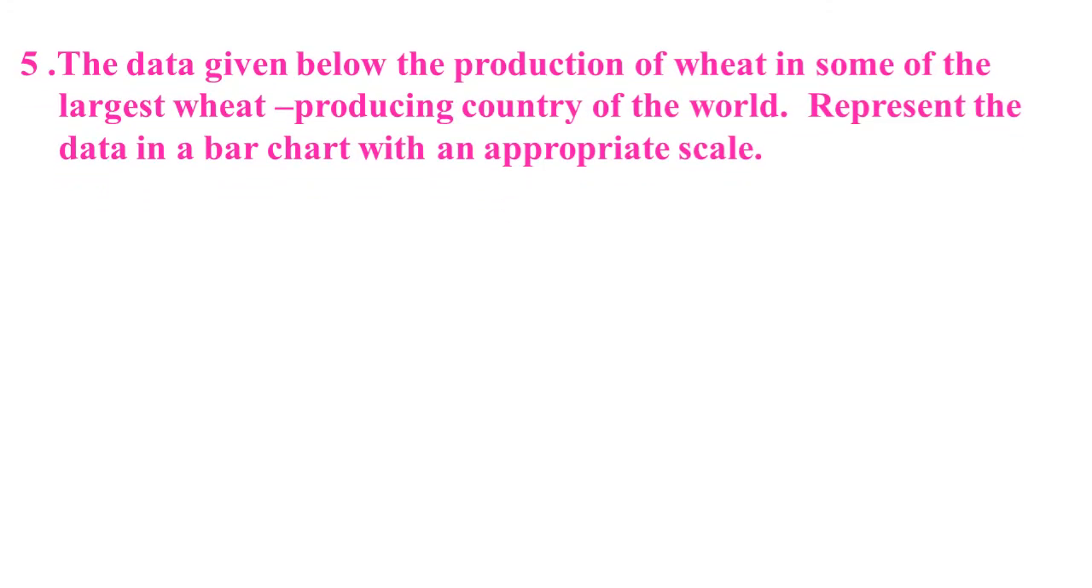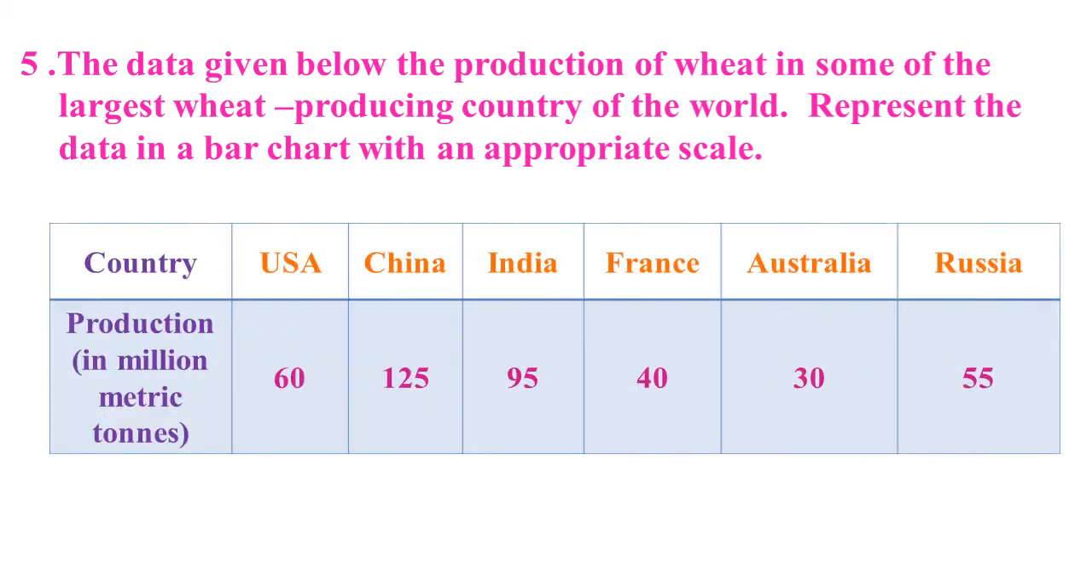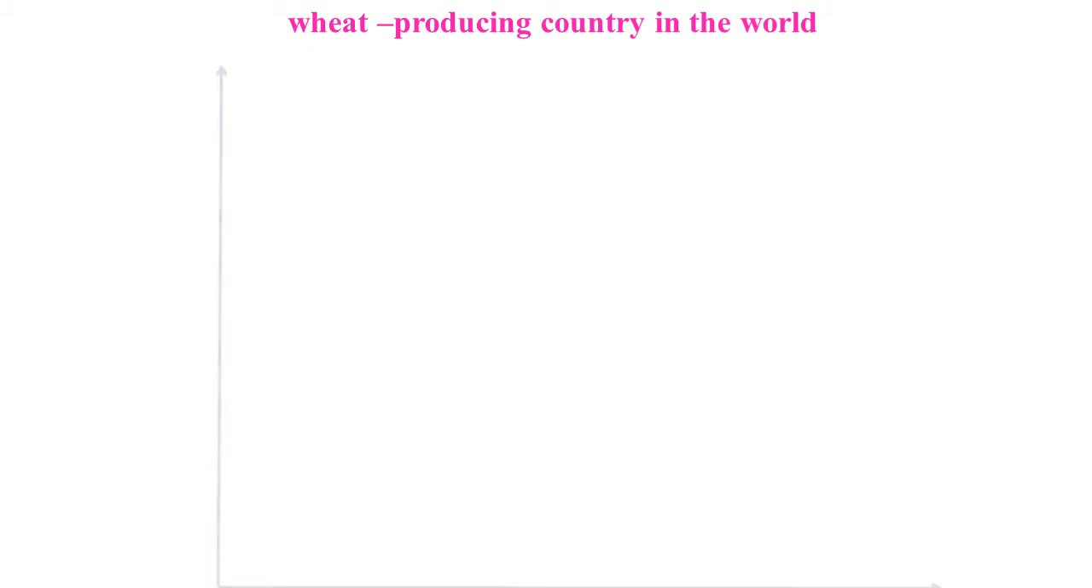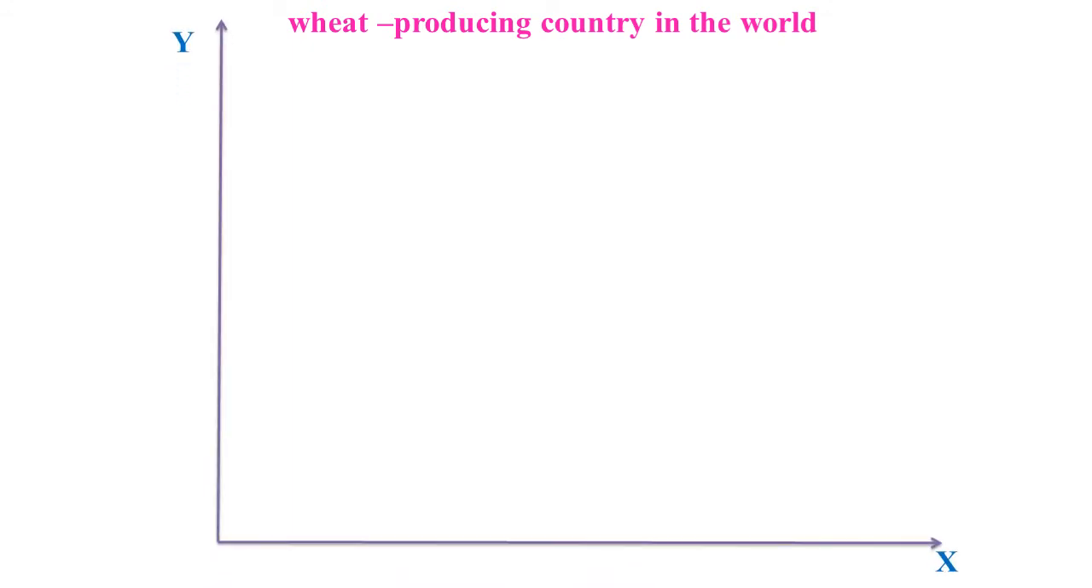Fifth one: the data given below shows the production of wheat in some of the largest wheat producing countries of the world. Represent the data in a bar chart with an appropriate scale. Here is the given data. First of all, we want to write the title of the bar graph: wheat producing countries in the world. Then draw a horizontal and vertical axis, mark x and y. Then mark labels on the horizontal axis: USA, China, India, France, Australia, Russia.